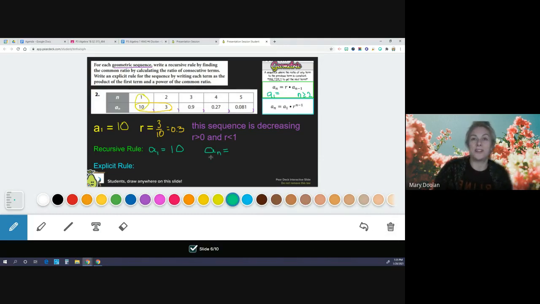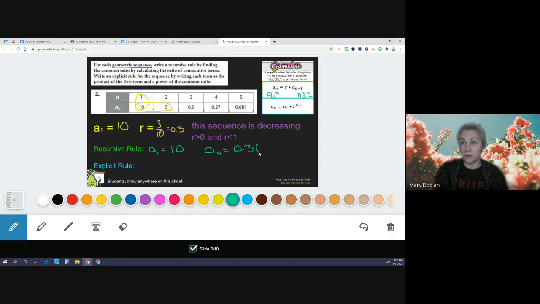So it's what we figured out here. R is the common ratio. We could either say 3/10 or we could say 0.3. You read both of these, the fraction and the decimal, the same way, 3/10. And so we're going to write here 3/10. You could either put 0.3 or you could put 3/10, up to you.